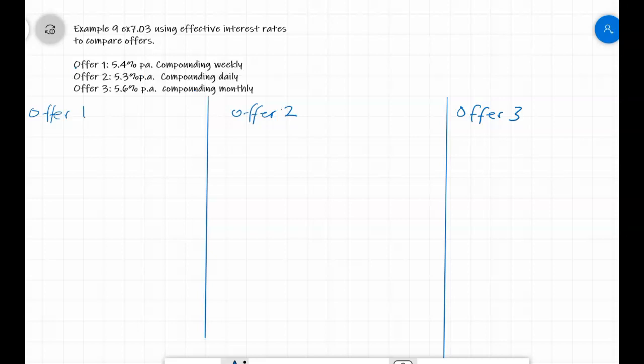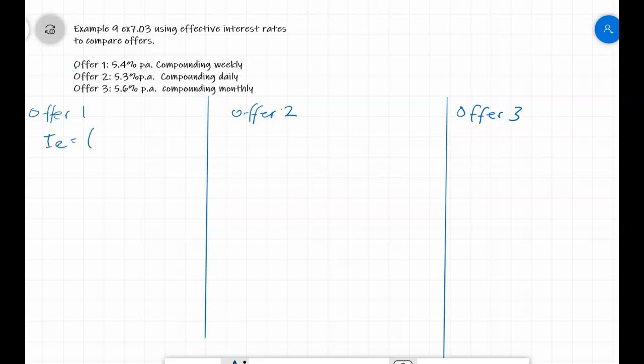Offer 1 is 5.4% per annum compounding weekly. Offer 2 is 5.3% per annum compounding daily. And offer 3 is 5.6% compounding monthly. Which offer will give Ella the best return? We're going to use effective interest rates to do that. Let's start with offer 1, and we'll use the same formula for each one.